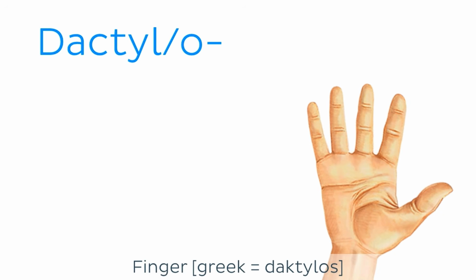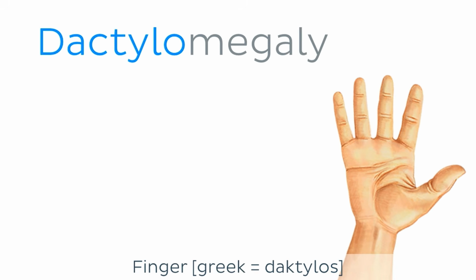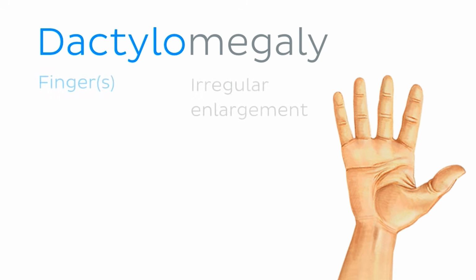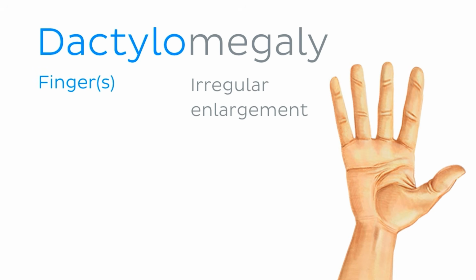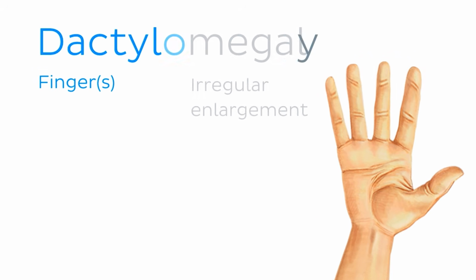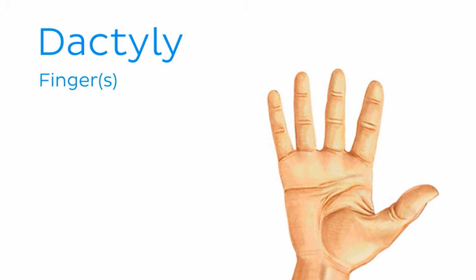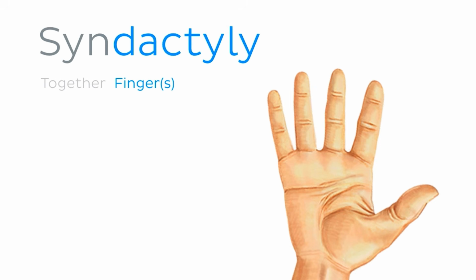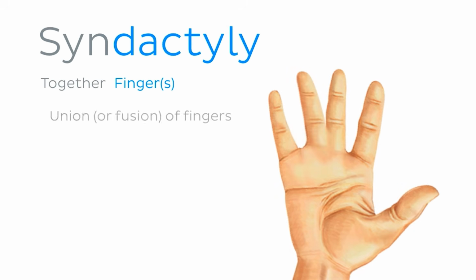Dactyl, or dactylo with an O, which comes from the Greek term dactylos, which means digit or finger. For example, the condition dactylomegaly, an enlargement of one or more digits. You might even be more familiar with this term when it appears as a suffix, dactyly, such as syndactyly, a congenital disorder resulting in the fusion of two or more digits.